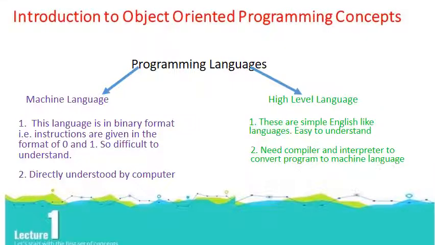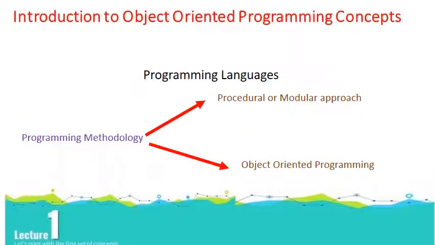Now using these languages, there are two methodologies used to write the program. One is procedural or the modular approach, and another is the object oriented programming. In a procedural or the modular approach, the whole program is divided into small modules. Module means a small function.